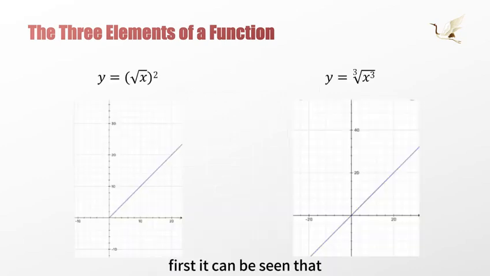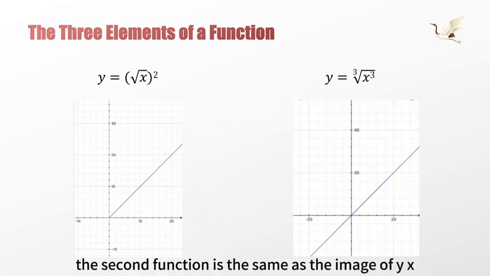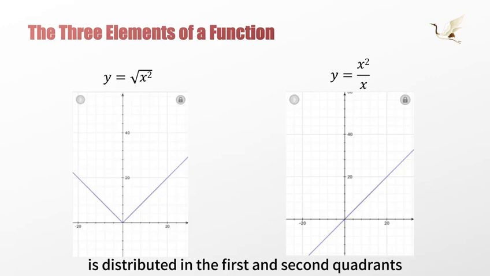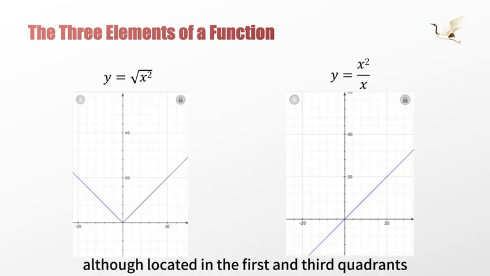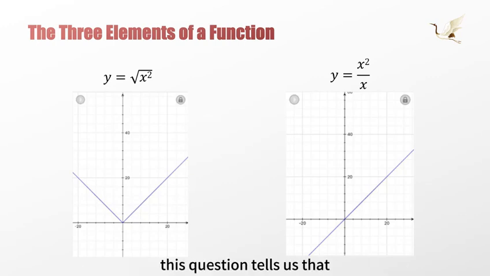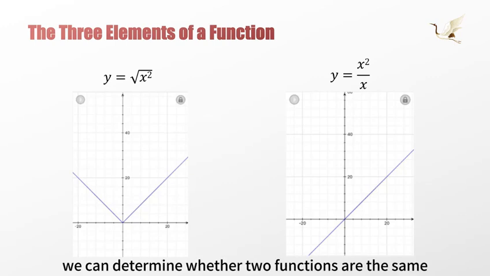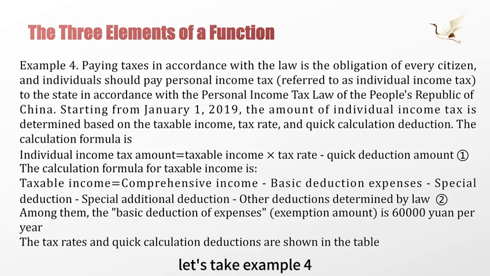First, it can be seen that the image is only in the first quadrant. The second function is the same as the image of y equals x. The graph of the third function is distributed in the first and second quadrants. The fourth function graph, although located in the first and third quadrants, is missing a point. This question tells us that from the domain and correspondence of a function, we can determine whether two functions are the same function. Let's take example 4.